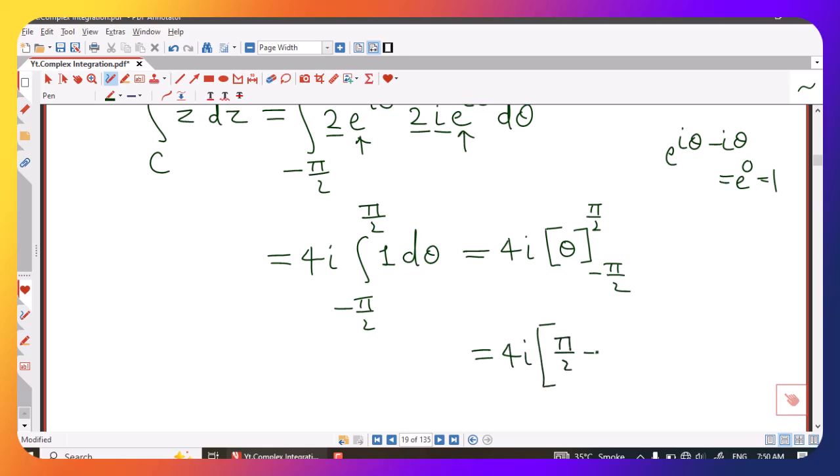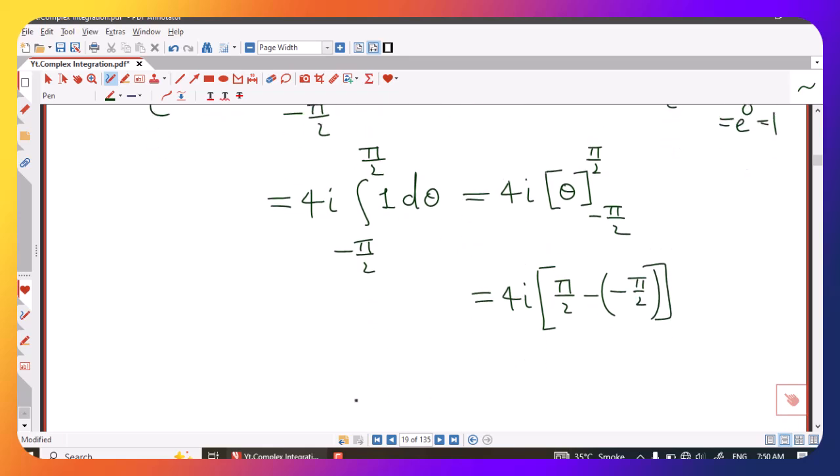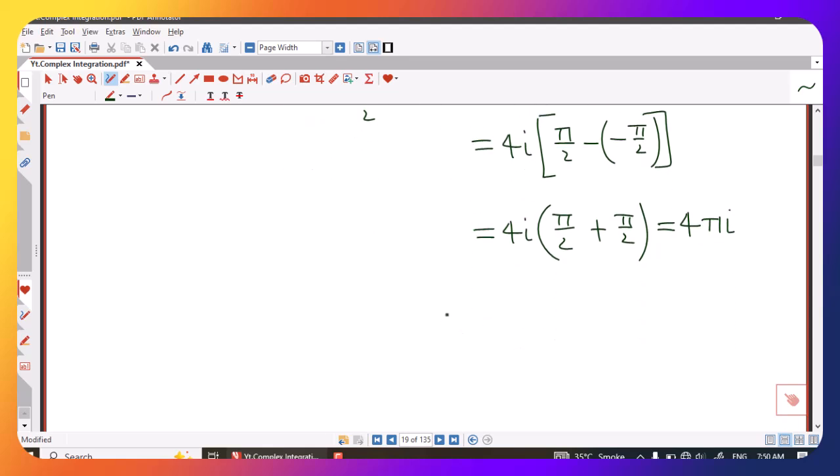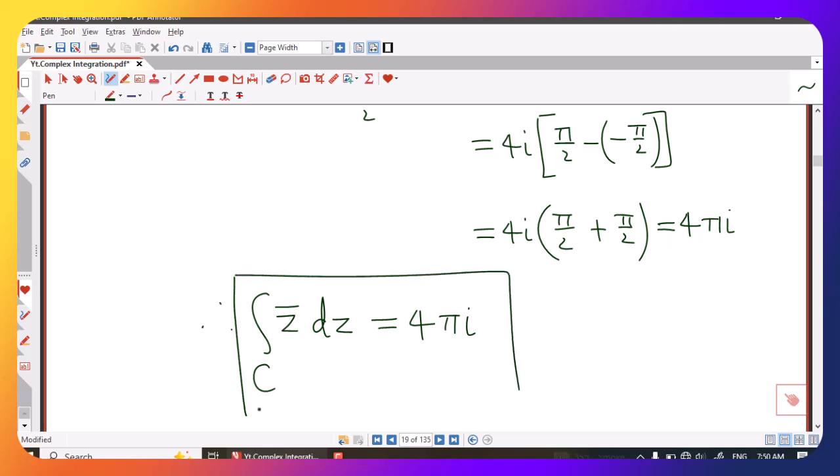So pi by 2 minus the lower limit, which is minus pi by 2, turns out to be pi by 2 plus pi by 2. Let me write one more step: pi by 2 plus pi by 2 is pi, so we have 4 pi times i. So what we have obtained, therefore, is that the integral of this function z bar along contour C is 4 pi i.